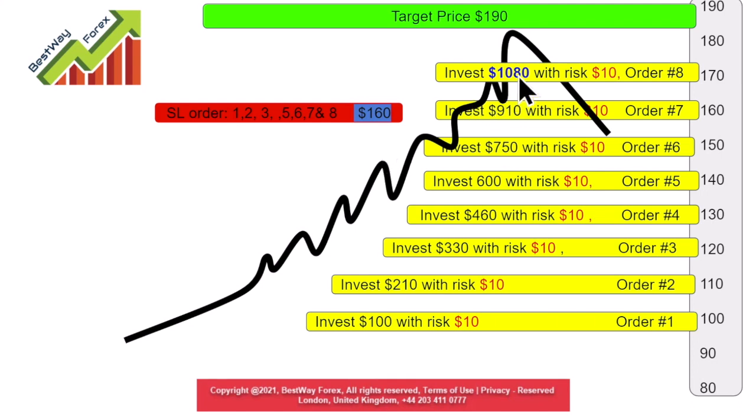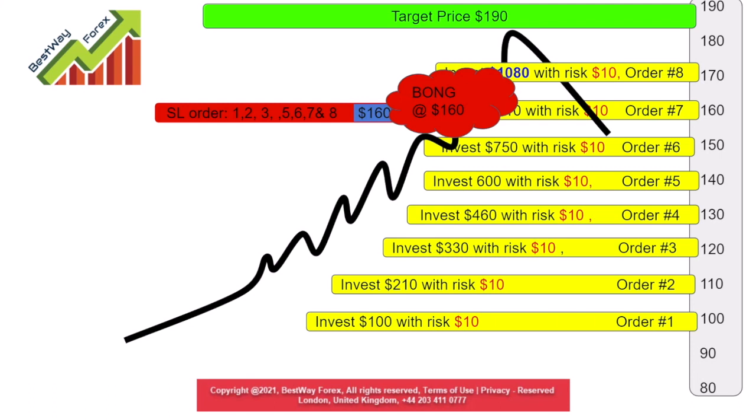Okay, now we are there. Once we are there, we are looking to get to 180. We are not getting to 180. The price drops, comes here, bang, the price hits our stop loss. What we did here, we invested $1,080 with only a $10 risk.